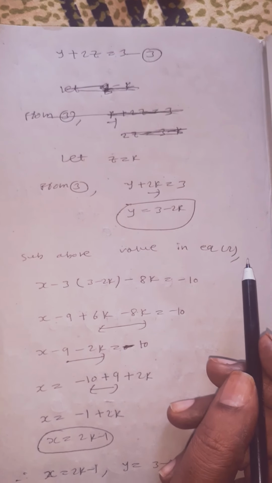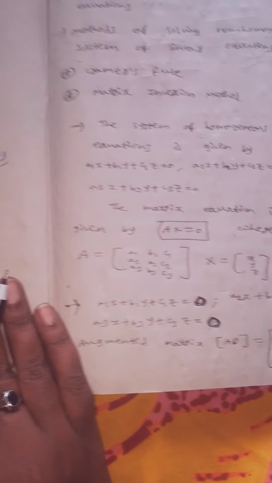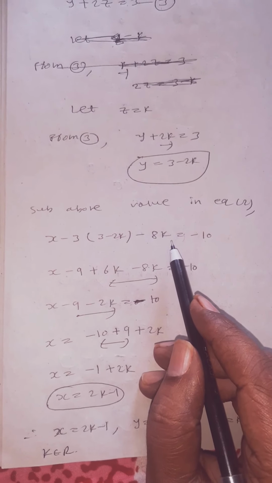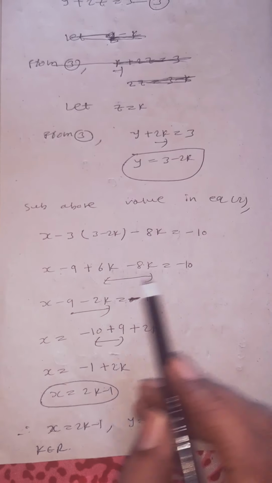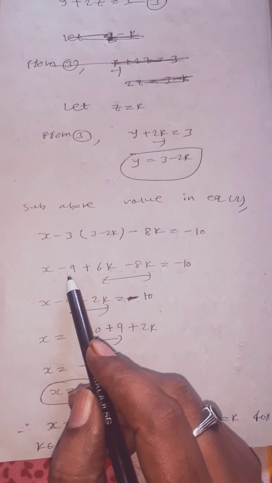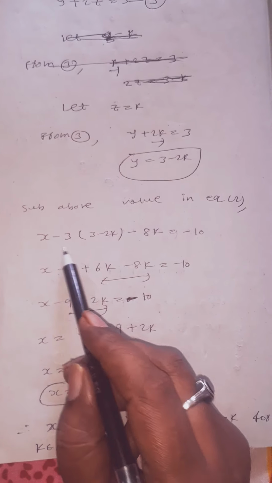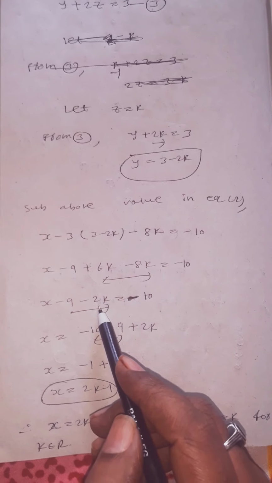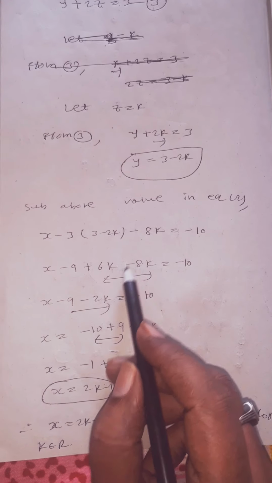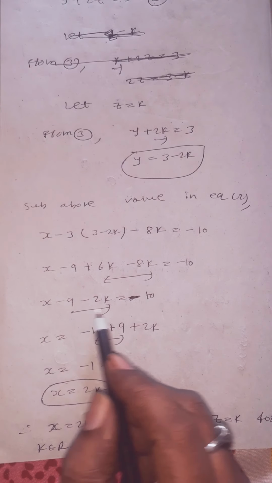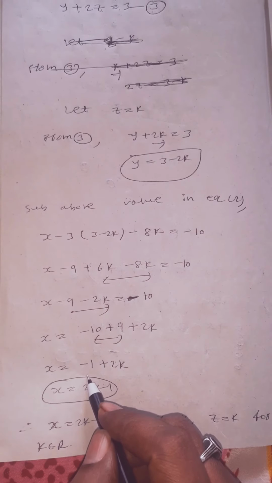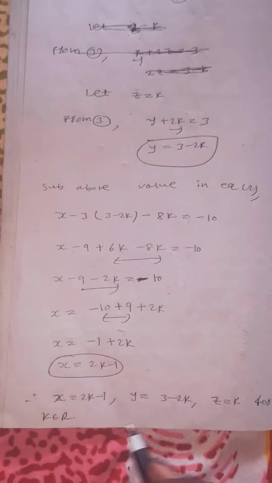Substitute the above value in equation 2. What is our equation? x minus 3y minus 8z equals minus 10. Substituting y, and z equal to k. Sending minus 3 inside: minus into plus is minus 3 times 3 is 9. Minus into minus is plus, 3 times 2k is 6k. Minus 8k. 6k minus 8k is minus 2k. Why? Because the bigger number has the negative sign. Sending these values outside, minus will become plus, so minus 10 plus 9 is minus 1. This can be written as 2k minus 1.